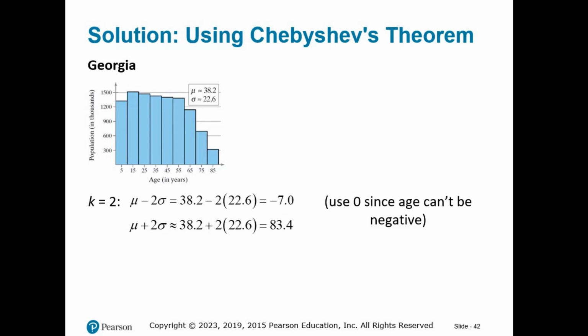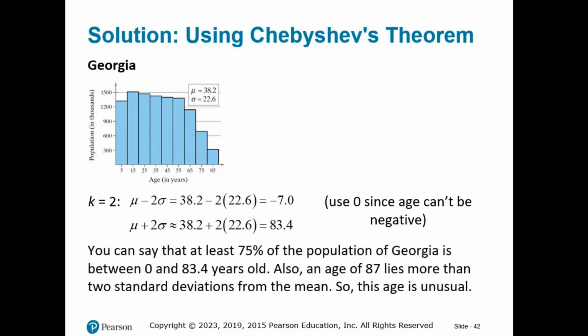2 standard deviations above. So you could say that at least 75% of Georgia's residents are between the ages of 0 and 83.4. So an age of 87 would be outside 2 standard deviations away from the mean, which makes it unusual. So an age of 87 in Georgia is unusual. Okay, let's see about Iowa.